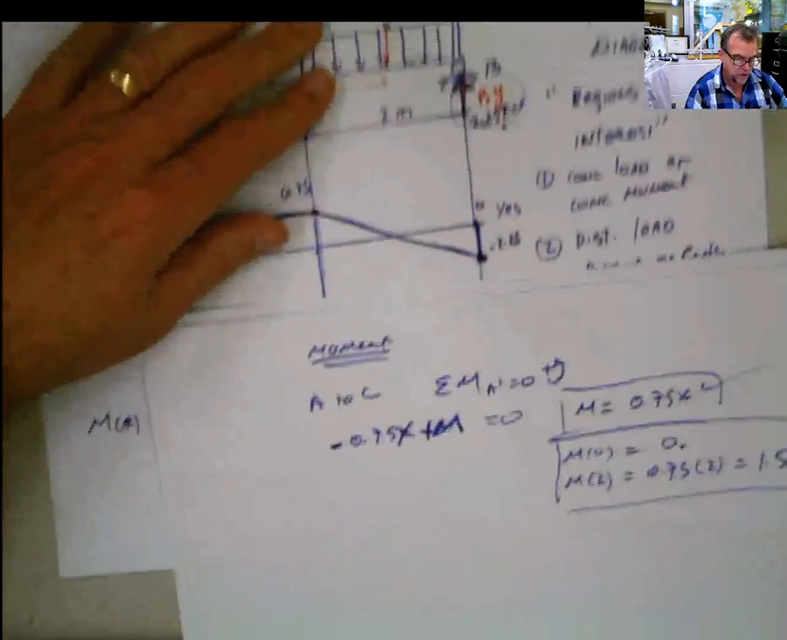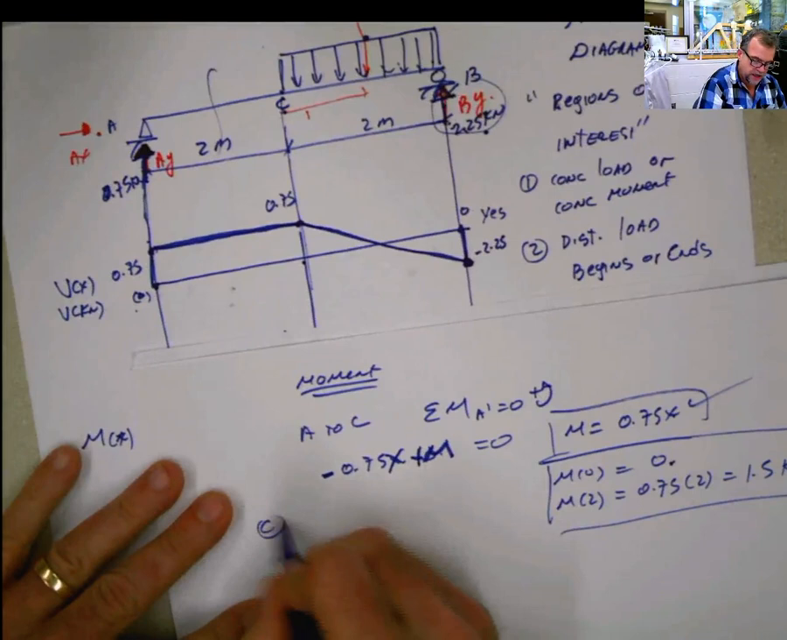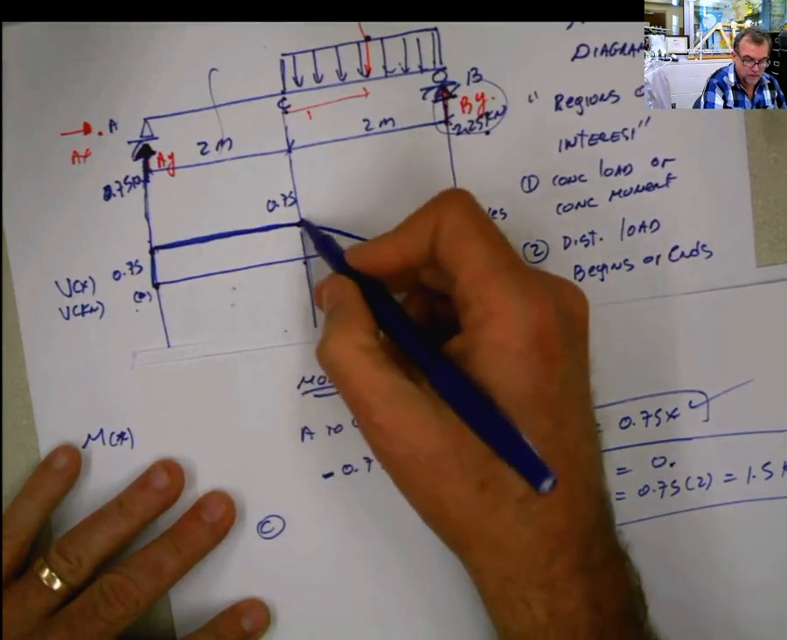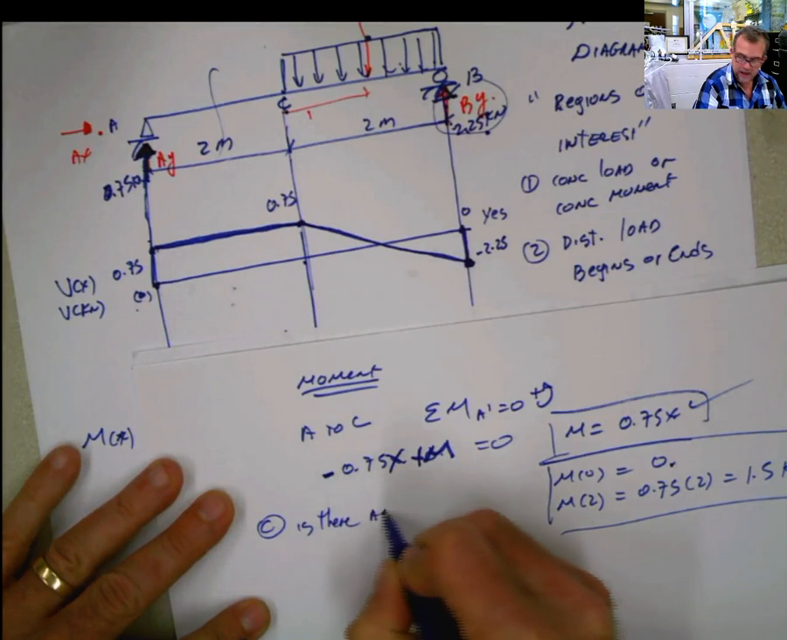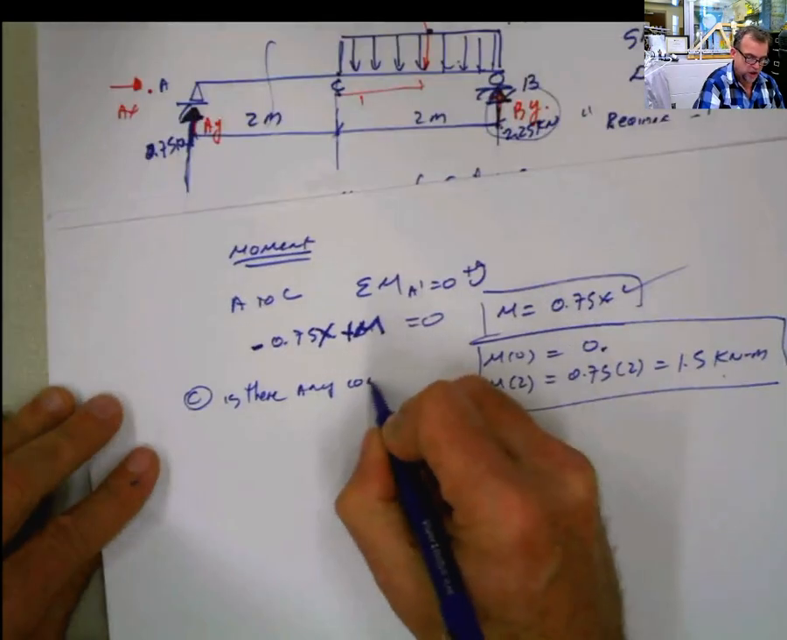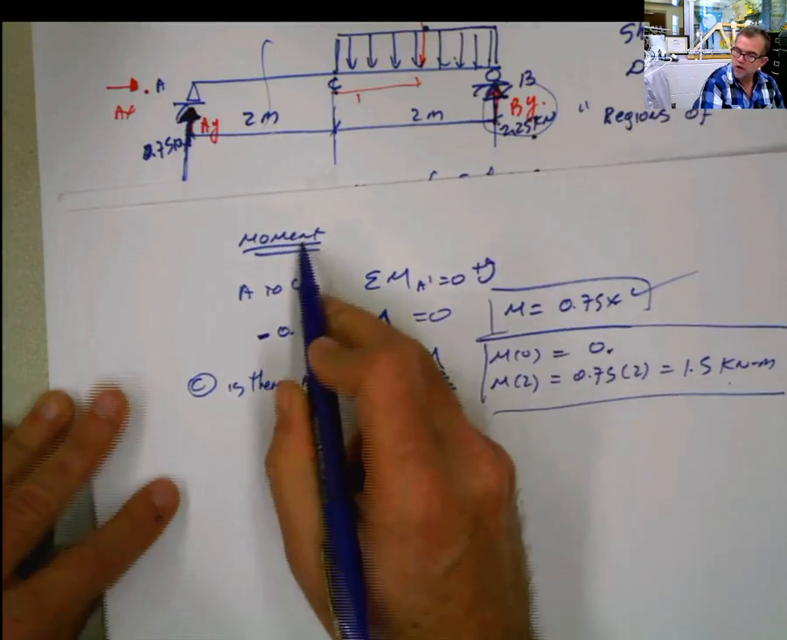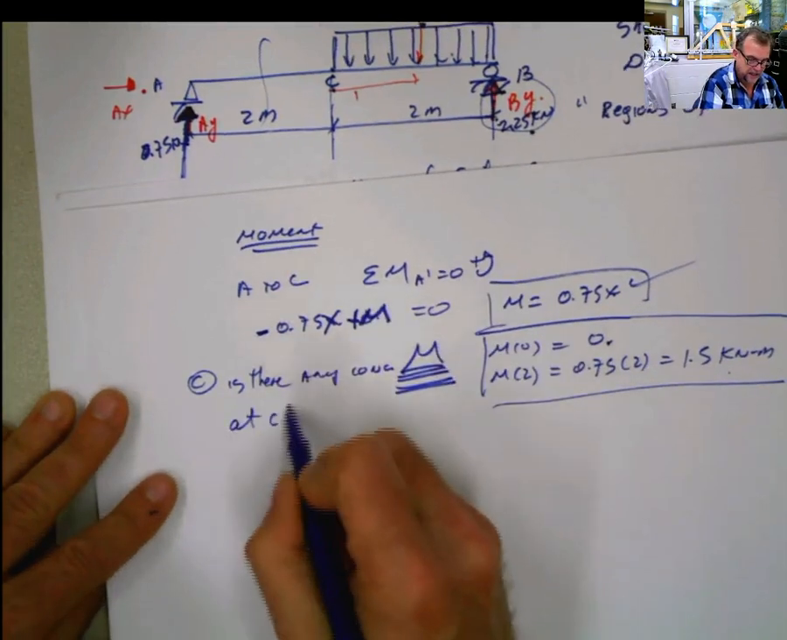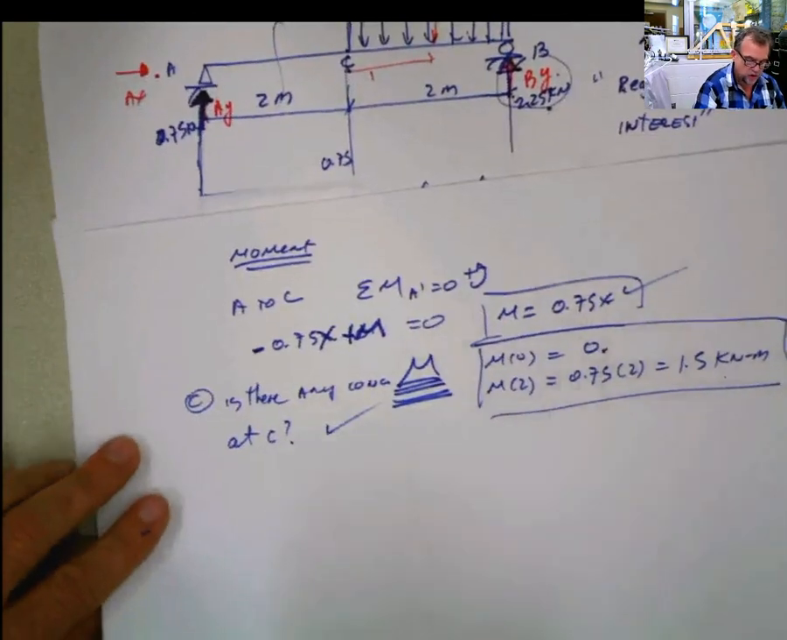Now, I'm going to go to the other point, C, and at point C you're going to ask yourself the question: is there any concentrated moment? Because we're working with moments at C. No, there's not any concentrated moment. Keep going, don't do anything else.